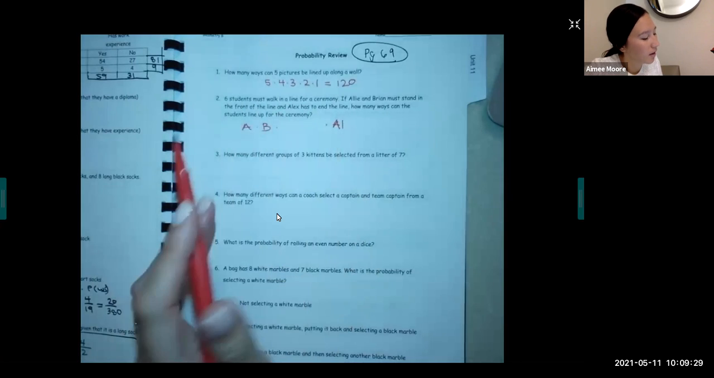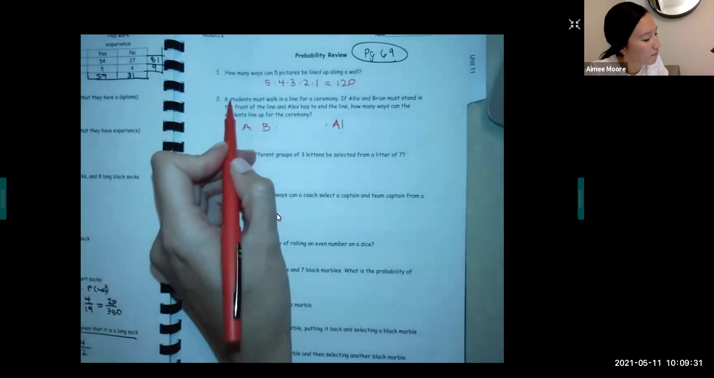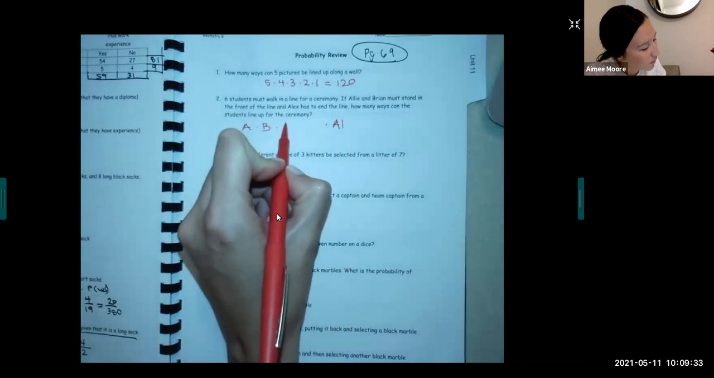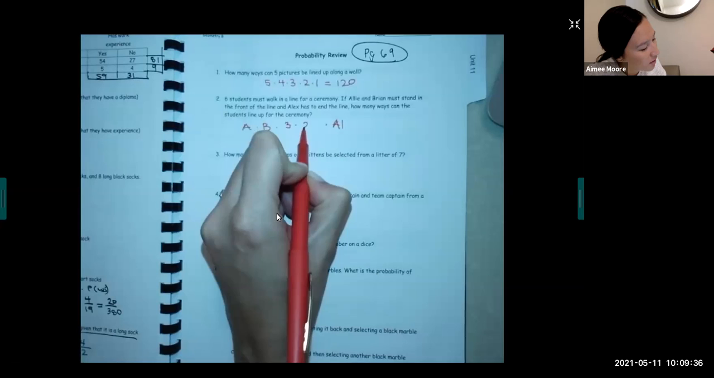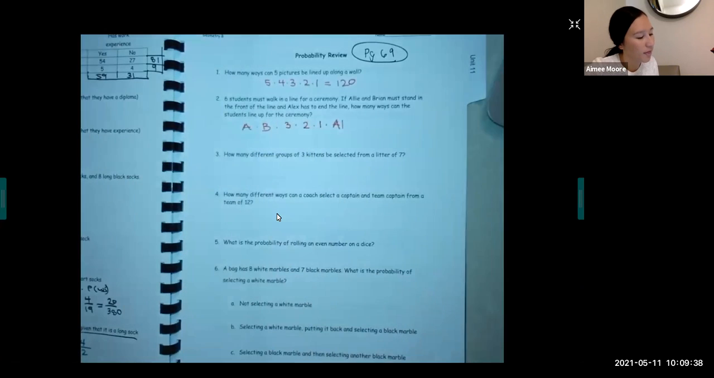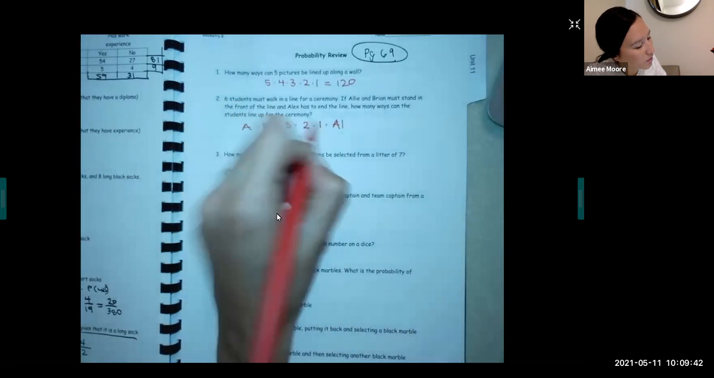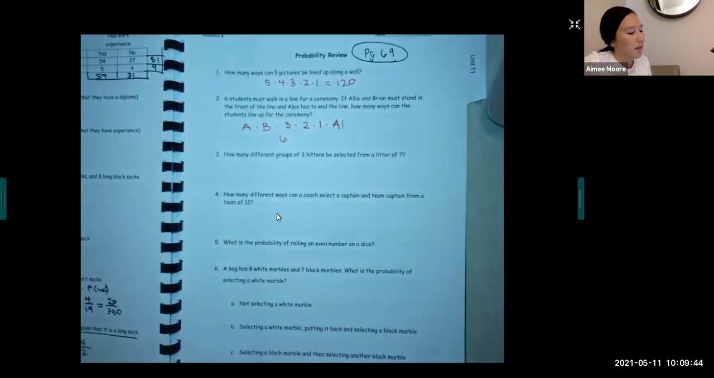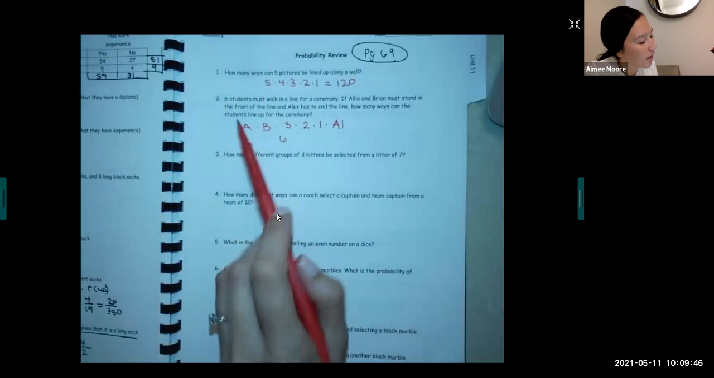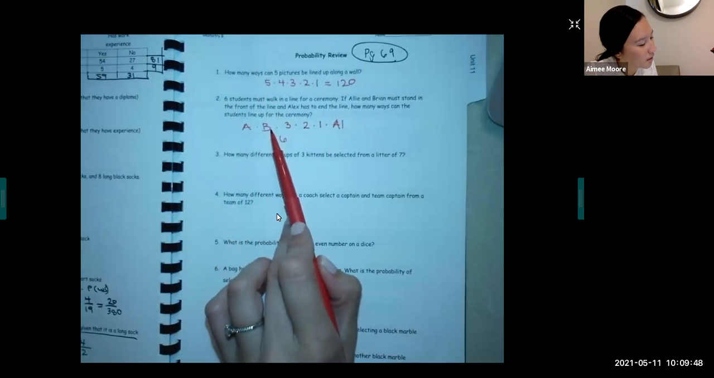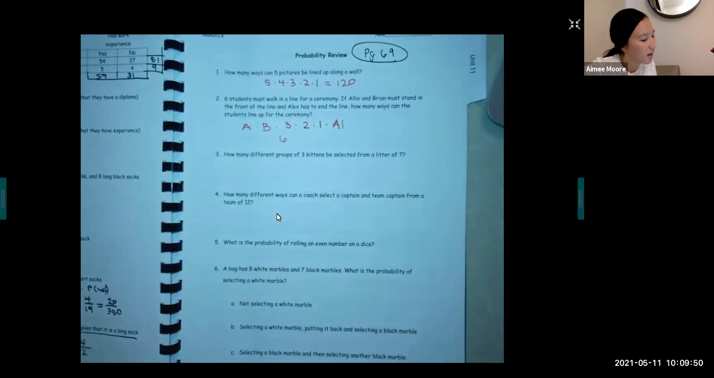Well, those 3 are already set. So we only have 3 other students. So we have 3 that could go here, 2 that could go here, and 1 that could go here. So there's really only 3 times 2 times 1. There's really only 6 ways that they can line up for the ceremony, since Allie has to go first, and then Brian, and then Alex has to go at the end.